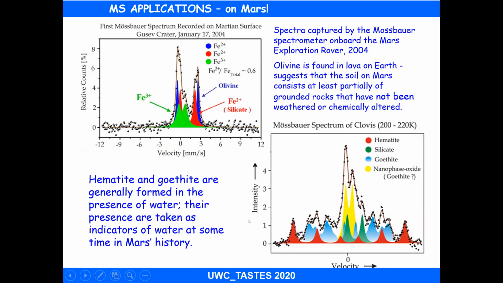And these 2 are only formed in the presence of water. Hematite is rust that appears on iron that is left out in the wet. And of course, this was taken as the first evidence of the presence of water sometime in Mars history.